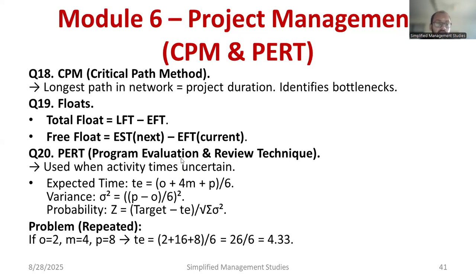What is program evaluation or project evaluation review technique? It is used when activity time is under uncertain conditions. So there is one formula to calculate the expected time: T equals (O plus 4m plus P) divided by 6. Variance, sigma square, is equal to ((P minus O) divided by 6) the whole square. Probability Z is equal to target minus expected time divided by the square root of the summation of variance square. So this problem is like an evergreen question, you have to remember.